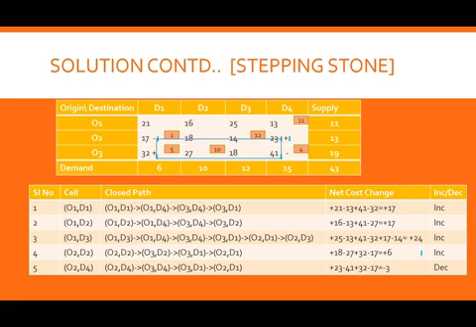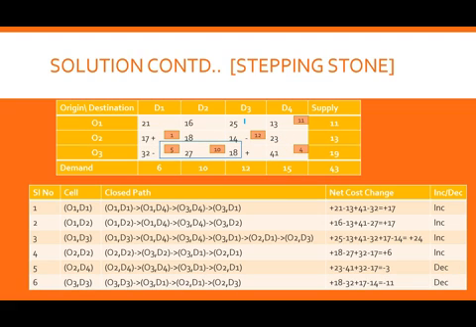So there is a decrease. There is a possible decrease in the total transportation cost that is available. I can still decrease the cost, so I will mention it as a decrease. The next point of reference will be O3D3.